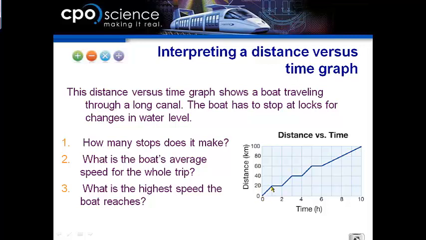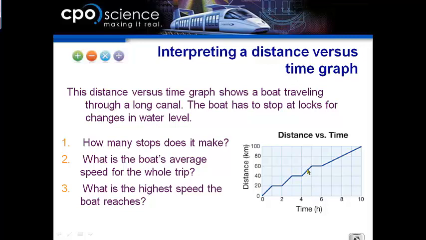It's going forward. Then the graph is flat or straight. That means the car is standing still, or in this case it's a boat. The boat is standing still. Then from here to here, the graph is going up again. That means the boat is moving away from the origin again. Here, the graph is flat. That means the boat is standing still.